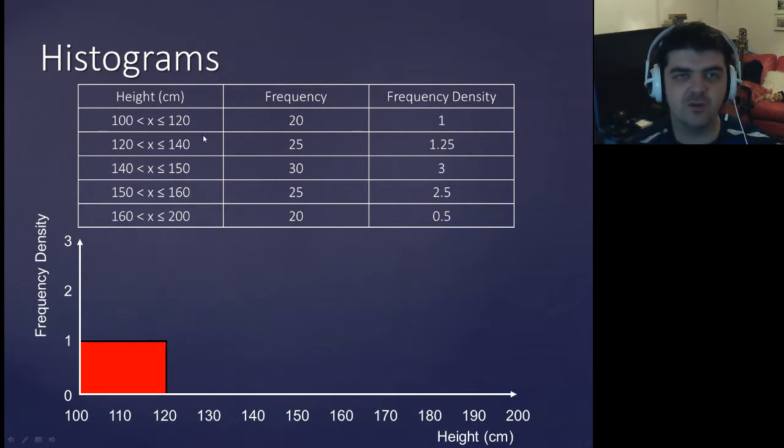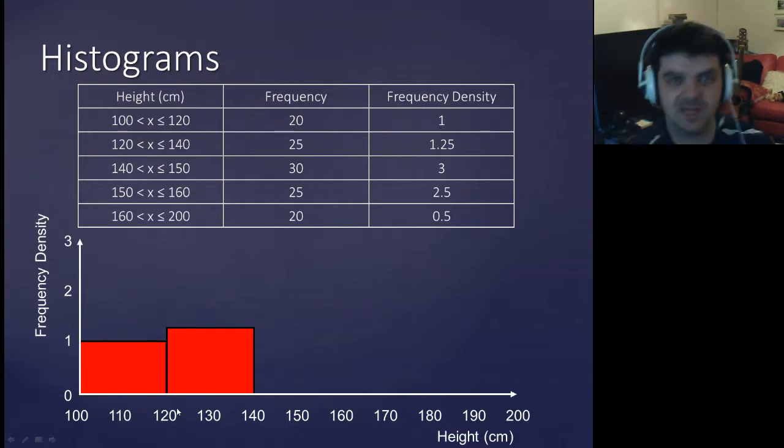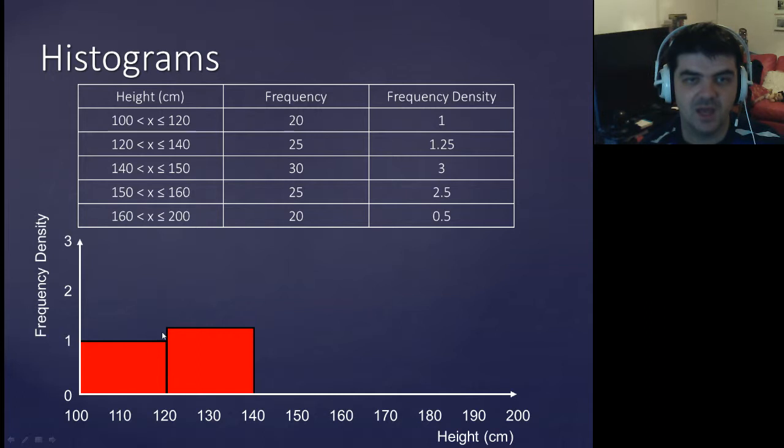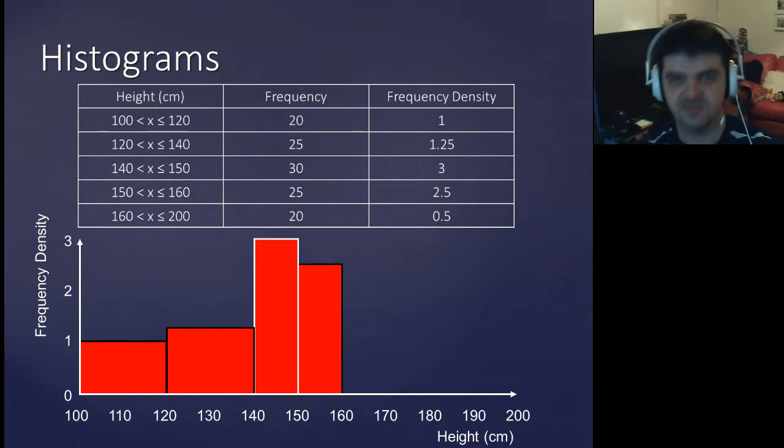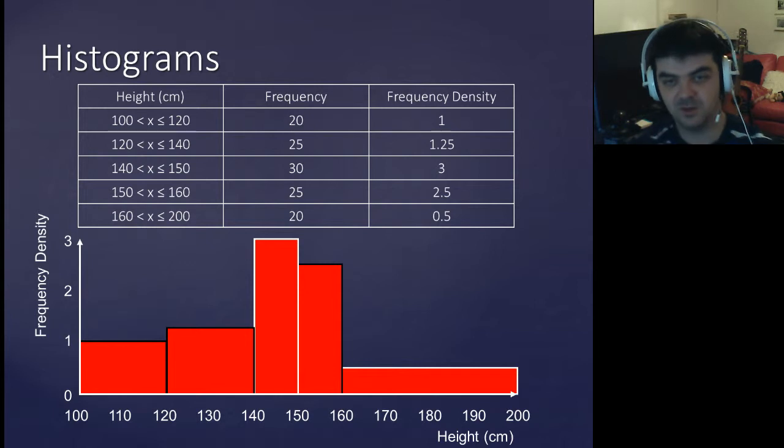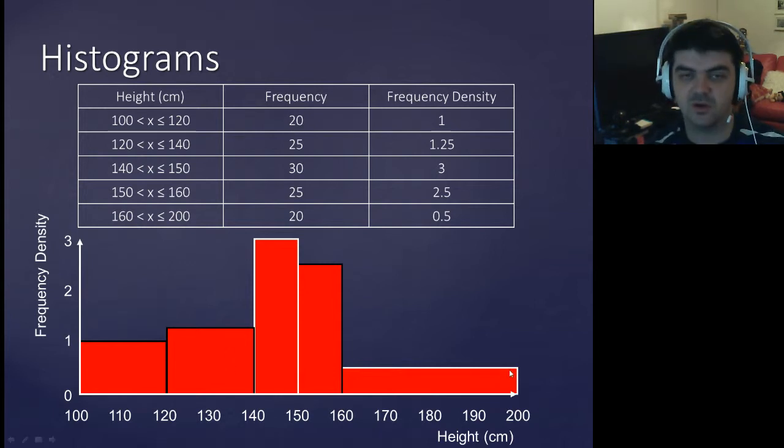Our first one, 100 to 120, would use the whole width from there to there, but because it is a frequency density, it'll only go up to 1, and your bar will look like that. The next one will start directly afterwards, so no gaps in here, and we'll go from 120 to 140, and it'll go up to 1.25. The next one will have a width of 10 just going along here, but we'll go up to 3. Similarly for the next one, it's going to go to 2.5, and the last one's going to go to 0.5, and it would encompass whatever width we're talking about.